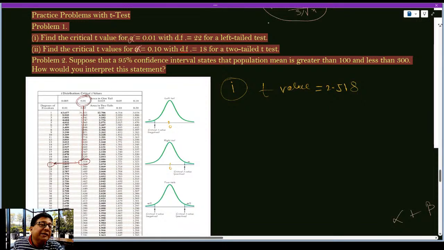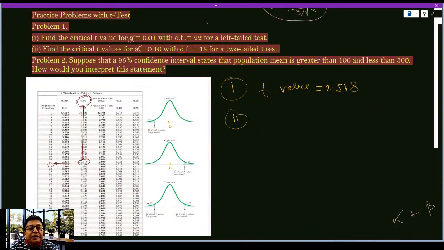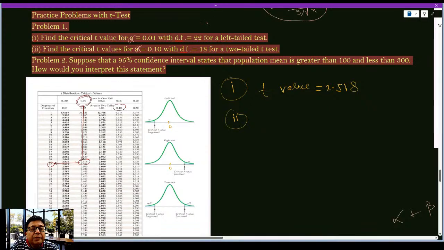Let me tell you in one case where a two-tailed test is involved, how to get the t value there. When alpha is 0.10, 0.10 where you can see that. And degrees of freedom 18 also you can see. Just remove this part. 18 also you can see.